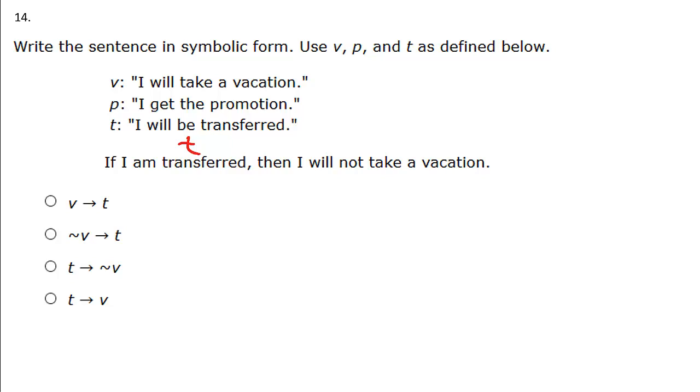You don't have to worry about the tense so much. It says I will be transferred, I am transferred. That's just a matter of tenses. And I will not take a vacation is the negation of I will take a vacation. And the if-then itself is the implication, which is the arrow pointing to the right. And then you just look and see which one it is, and obviously it's choice number 3.